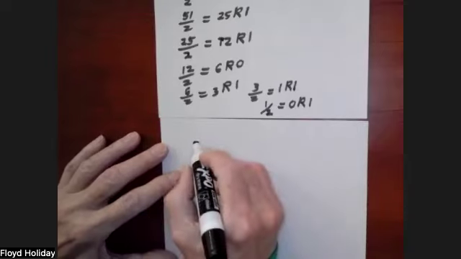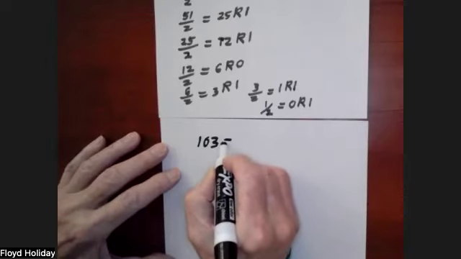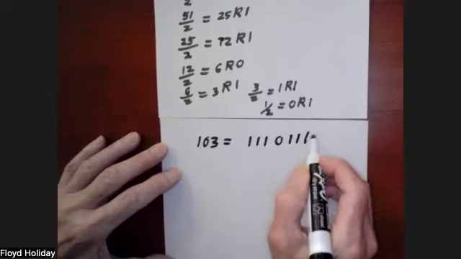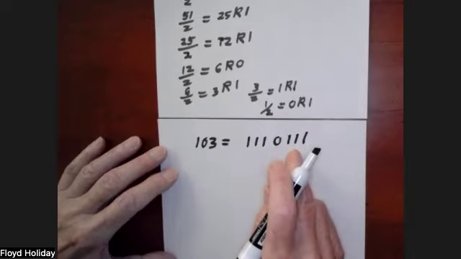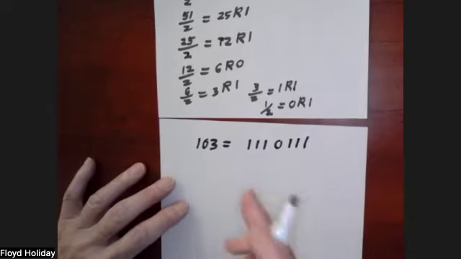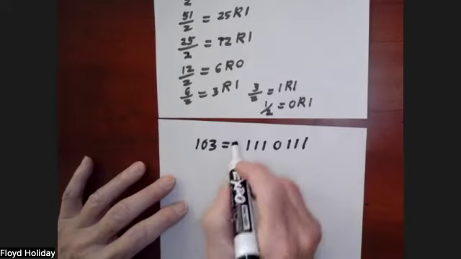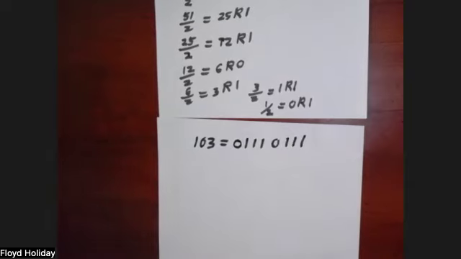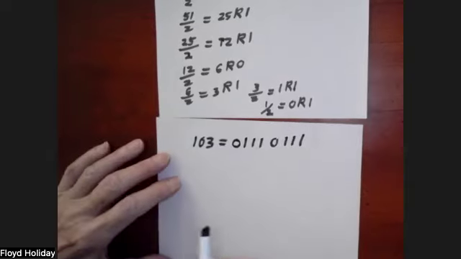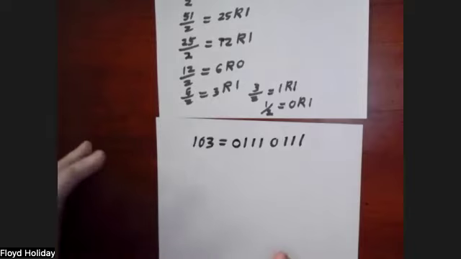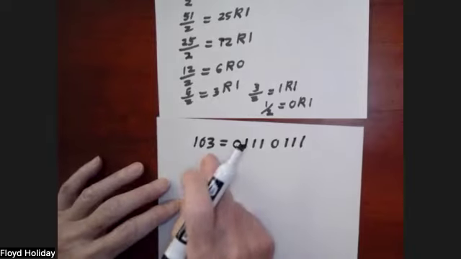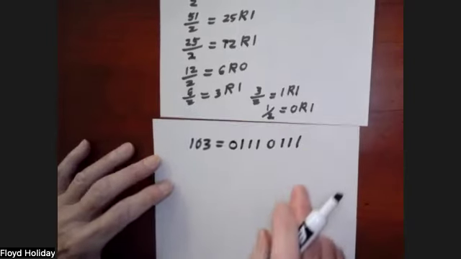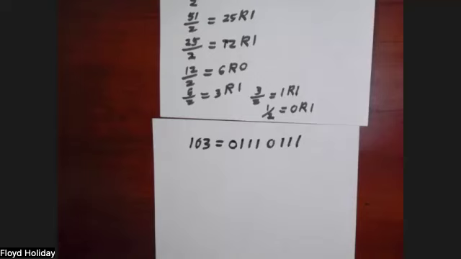So we have that 103 is equal to 1110111. There's 7 digits, which is okay, but I'm going to put a positive sign with this, and that makes 1 byte. Now, there is an algorithm that goes like this. To find out what negative 103 is, you take all these bits and flip them over and then add 1.